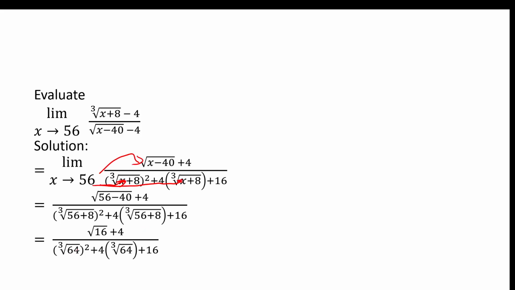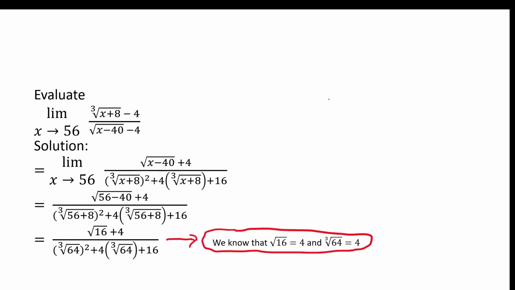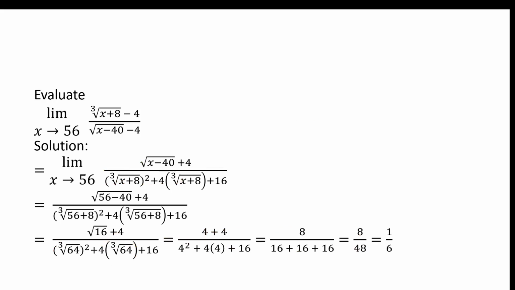And what we end up with is root 16 plus 4 over the cube root of 64 squared plus 4 times the cube root of 64. The root of 16 is 4, and the cube root of 64 is also 4. So up top we get 4 plus 4, and down below we get 4 squared plus 4 times 4 plus 16. Ultimately 8 over 48, which is the same as 1 over 6.